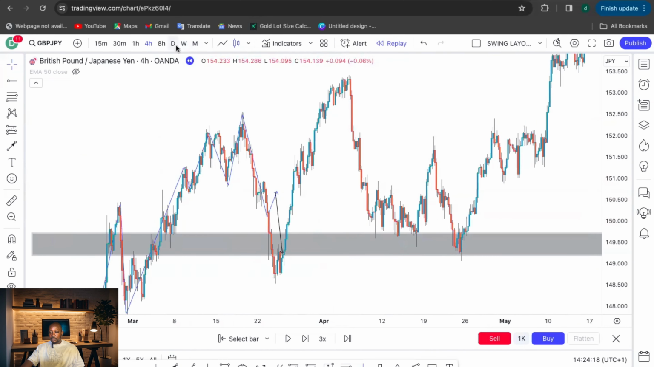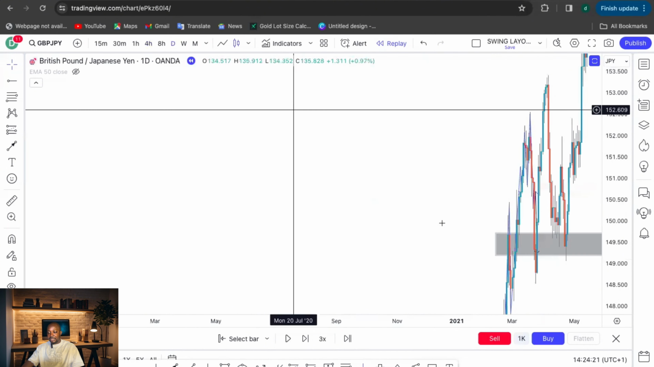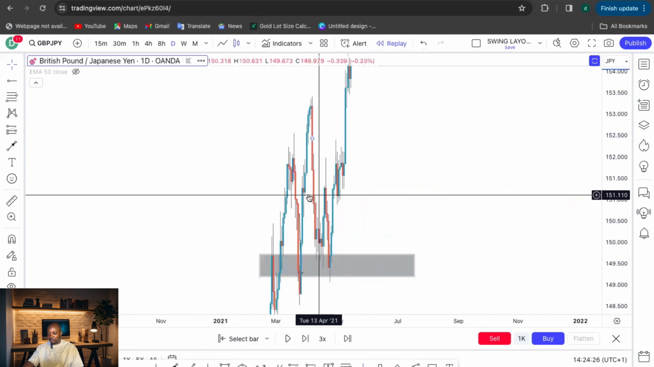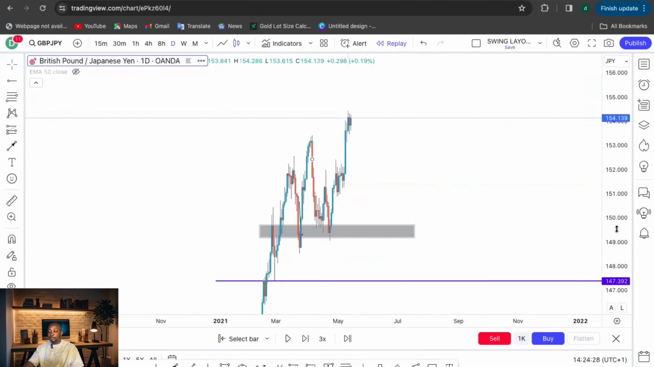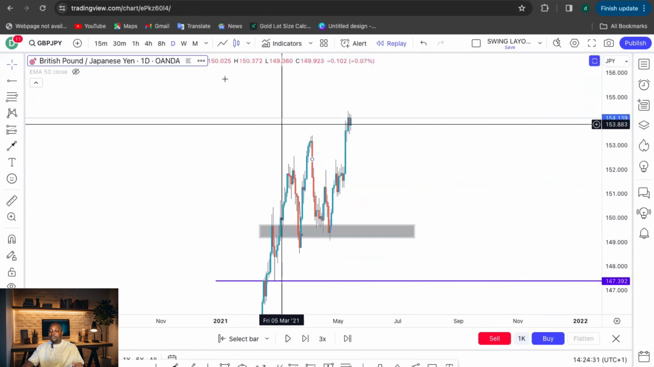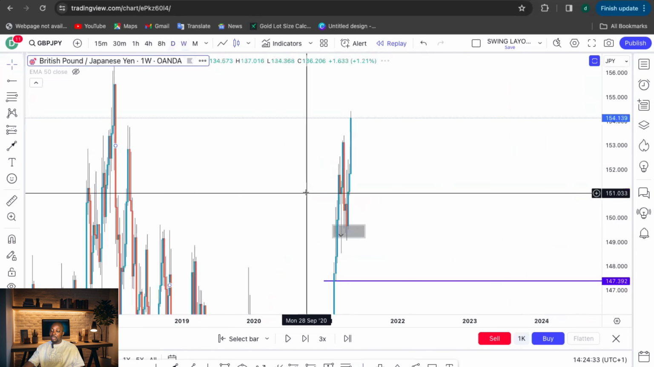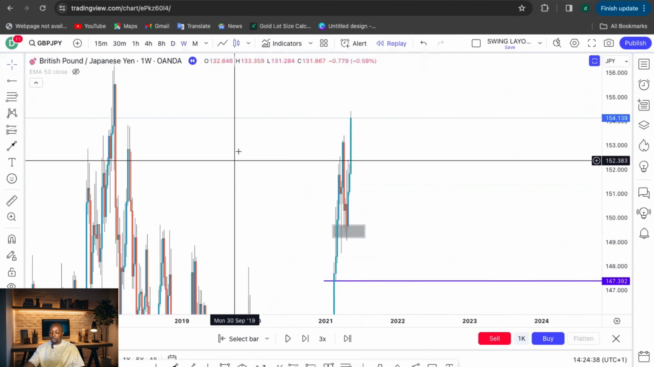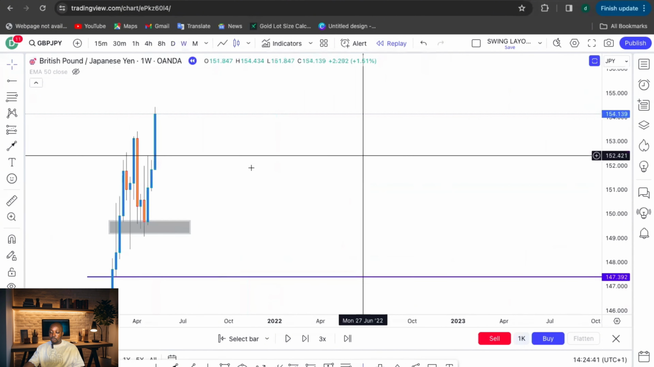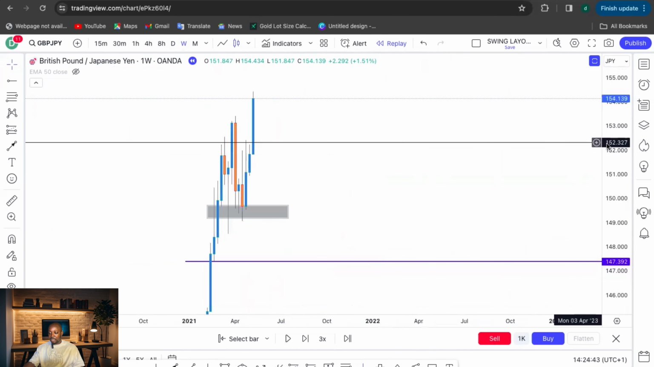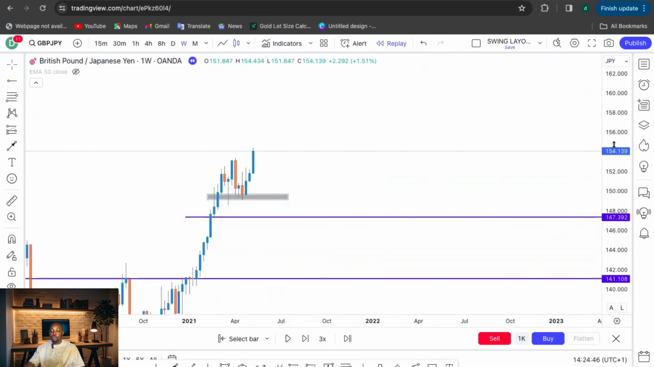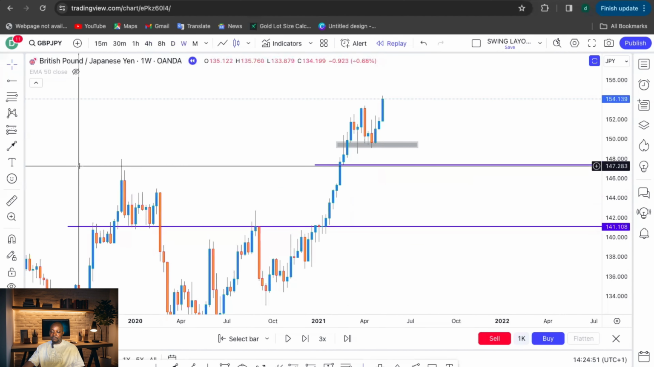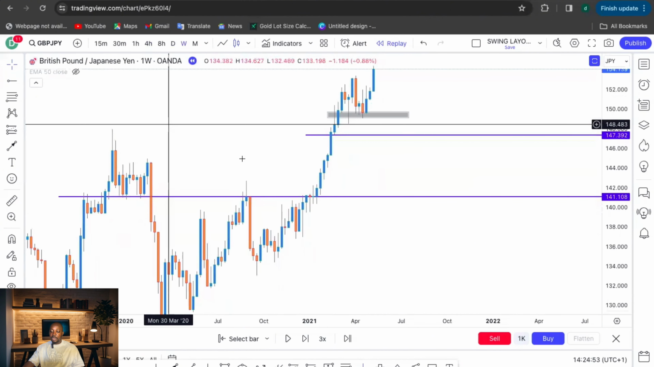So let's go over this again. I started from the weekly time frame. This is the process I go through every single time before I take a trade. Before I press buy or sell on my computer, I always go through this process. And what is that? I come and I look, what is the market doing on the weekly? Where are we on the weekly time frame? Are we bullish? Are we bearish?